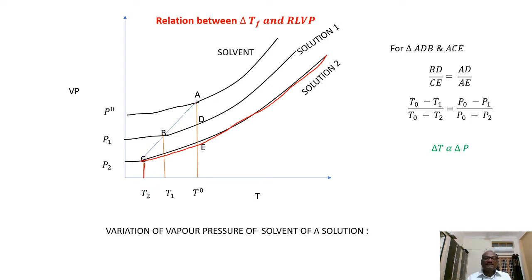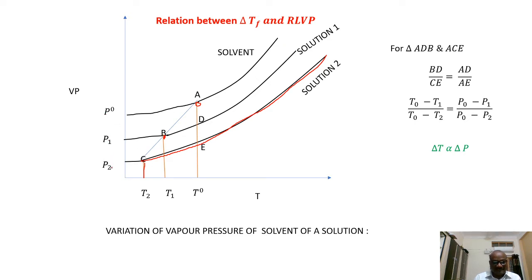Okay, so A is the freezing point of the solvent, that is T0. B is the freezing point of solution 1, which corresponds to T1, and C is the freezing point of solution 2, corresponding to T2. If these curves are approximately treated as straight lines, the corresponding pressures we can also observe. P0 is the vapor pressure of the solvent at its freezing point, P1 is the vapor pressure of solution 1 at its freezing point, and P2 is the vapor pressure of solution 2 at its freezing point. So P0 is greater than P1, which is greater than P2.